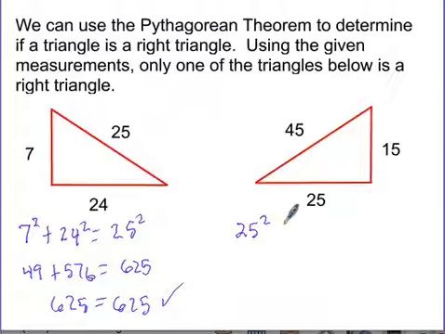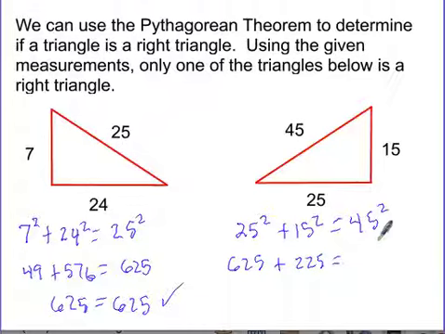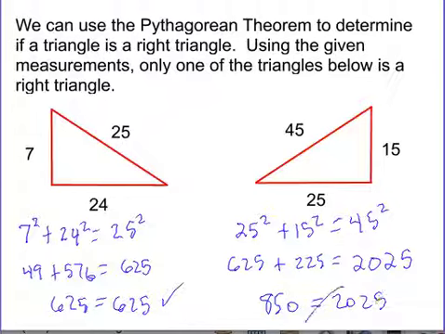Probably not. 25 squared plus 15 squared equals 45 squared. So that's 625 plus 225 equals 850. And 45 squared is 2025. 850 equals 2025. So we just draw a slash through the equal sign. It does not equal 2025. Doesn't mean this triangle is broken. Doesn't mean we need to fix it. It just means it's not a right triangle, right?